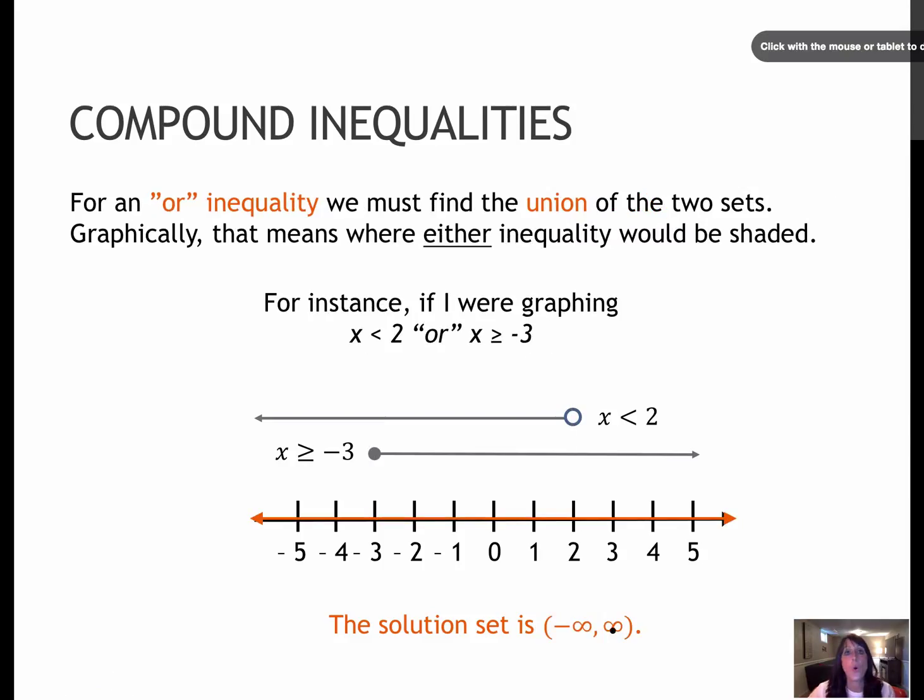If we're doing an or inequality, again, the only way it will be written is to have the or in between. We're going to find the union of two sets, and the union of two sets is where either would be shaded. So again, when we looked at these questions in our last video, we said if this was shaded from -infinity up until 2, and this one's from -3 up until infinity, then either one is going to be shaded all the time. So from -infinity to +infinity.